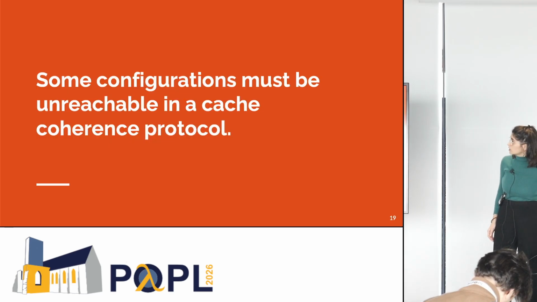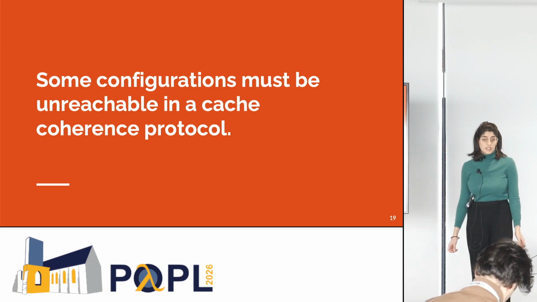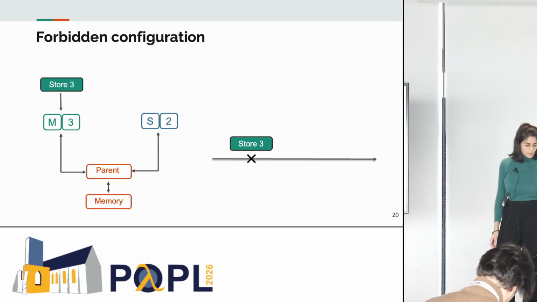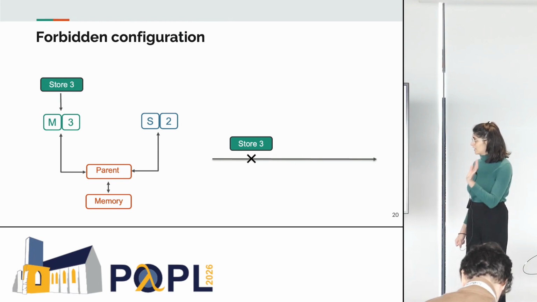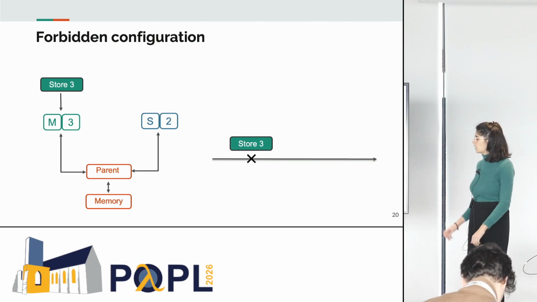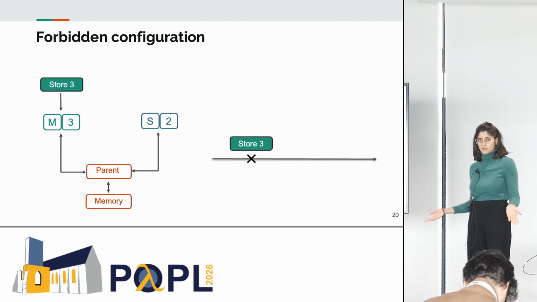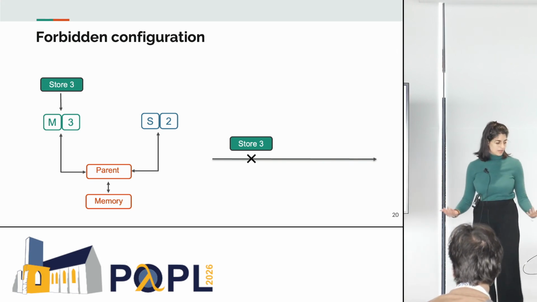So in order to do that, some configurations must be unreachable in cache coherence protocols. Why? Because, for example, let's analyze this configuration in which we have the green cache in a modified state and the blue cache in a shared state. Now the green cache wants to perform a store operation, it can, because it's in a modified state, so the green cache stores, for example, the value 3.